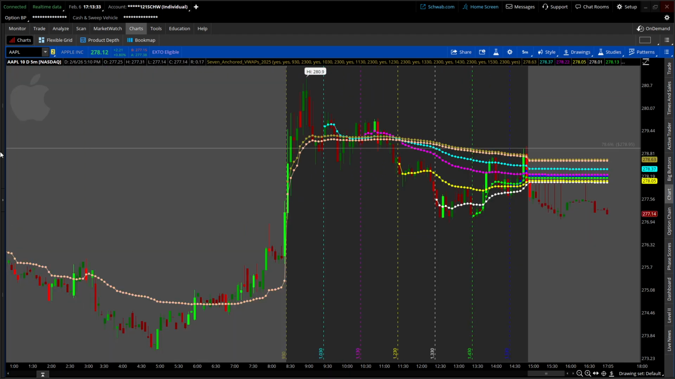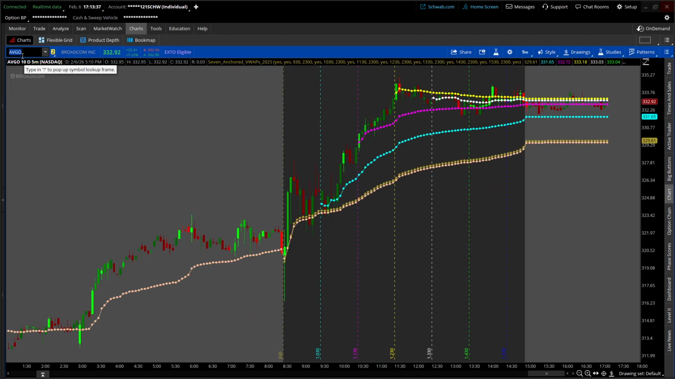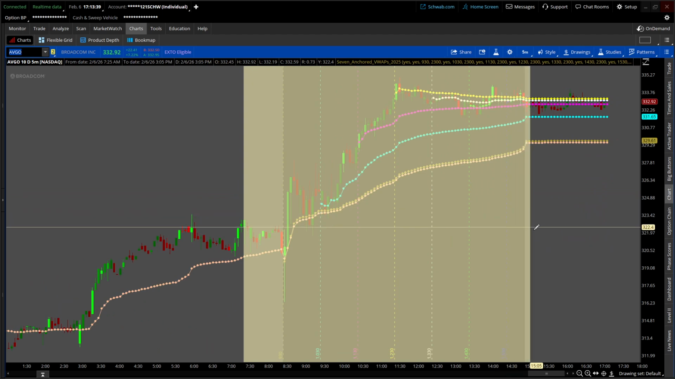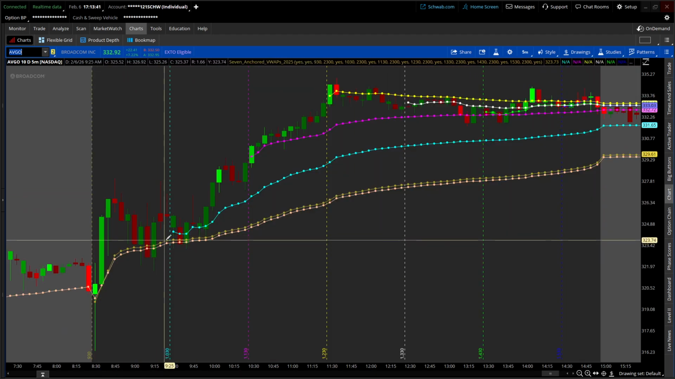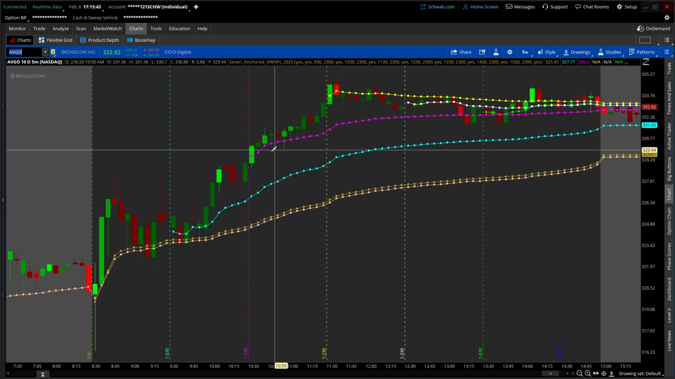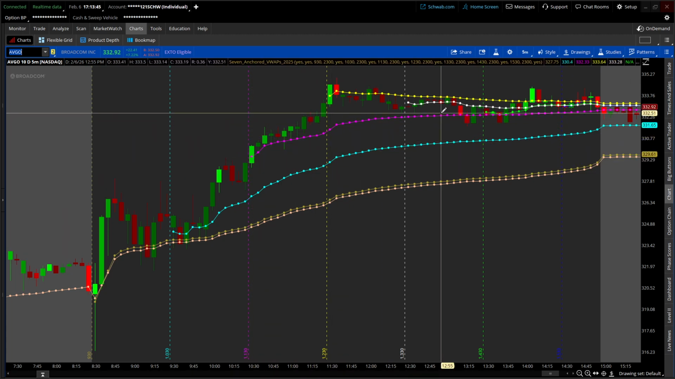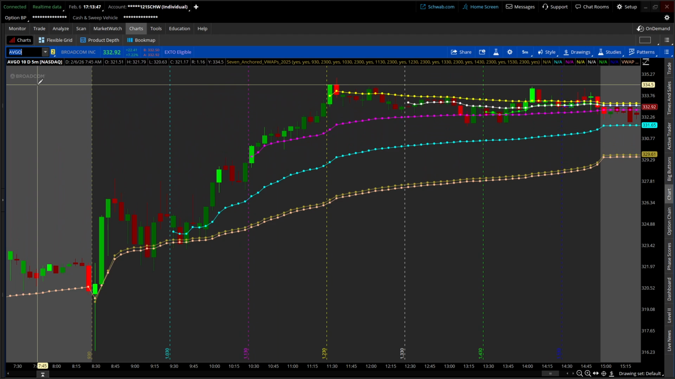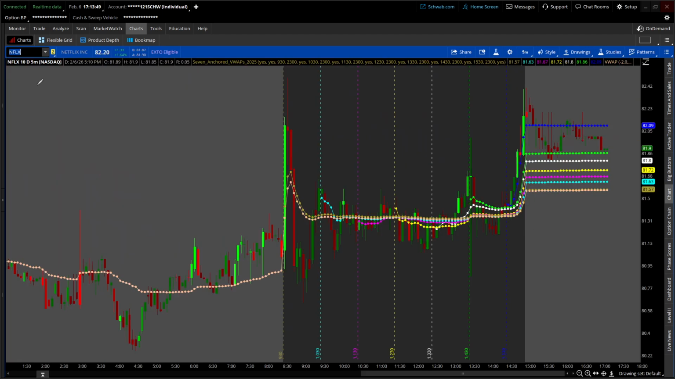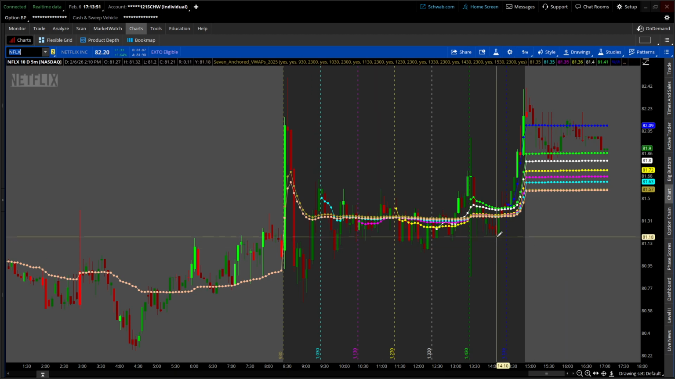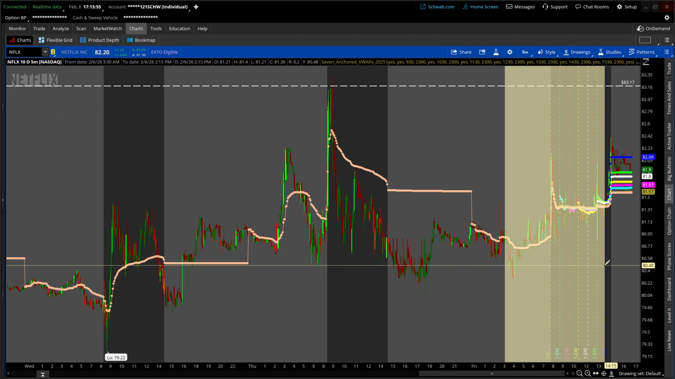AVGO did participate in this rally. Yep, same thing, and it really just rode this 1030 VWAP from there. Netflix, I don't think, is a great example because they're still dealing with the Warner Brothers Discovery situation.